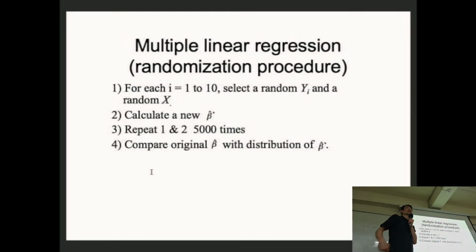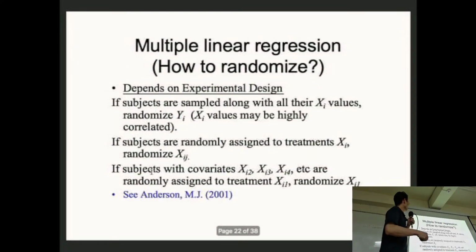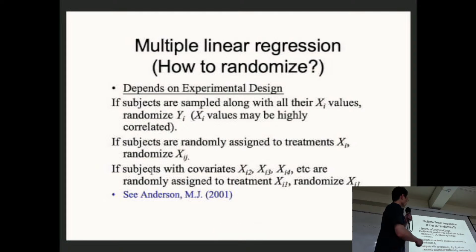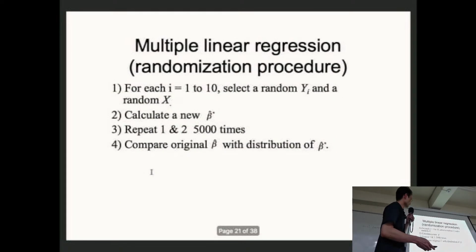However, the question is how to shuffle, how to randomize. Shall we randomize this? Or shall we randomize this? Or shall we randomize this? Or randomize everything? Right? So that's a question. That's a decision we have to make, depending on our research question and depending on our data structure. Okay? So suppose, details here and more detail in the paper, but I just give some examples.